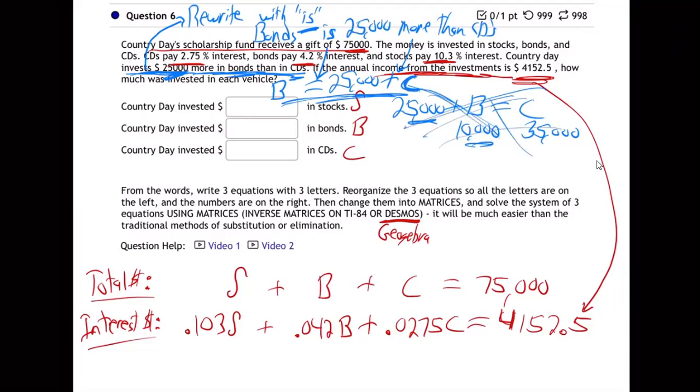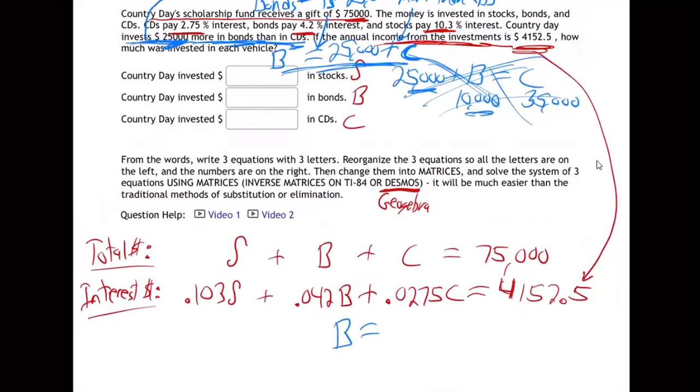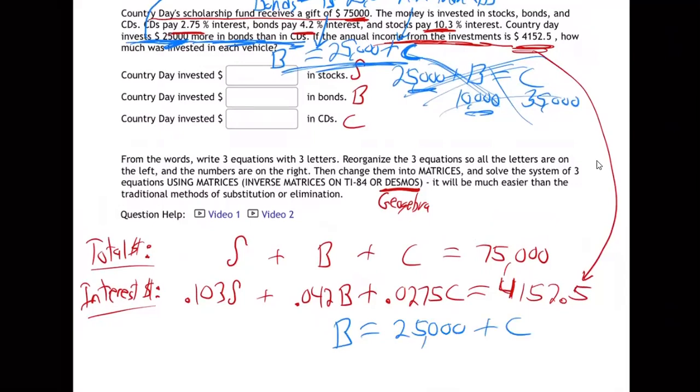See that? All right, so let's write that down. Bonds is 25,000 more than CDs, added to the CDs. Okay, so there's my third equation, which, by the way, doesn't even have an S in it at all. All right, so what did they say to do here? From the words, write your three equations. Reorganize them so that all the letters are on the left and the numbers are on the right.